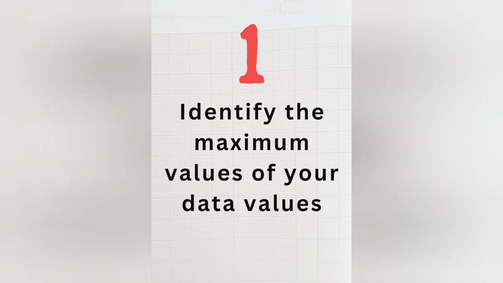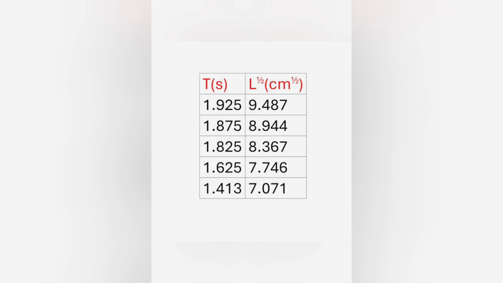Step 1. Identify and round up the maximum values of your readings or data values. For example, if we use the table of values shown, taking t as the vertical axis and root L as the horizontal axis, we can round up the maximum value of t to 2.00, that is 1.925 becomes 2. For root L axis, we can round up the maximum value of root L to 9. We can just make it 10, instead of 9, because 10 is easier to work with.